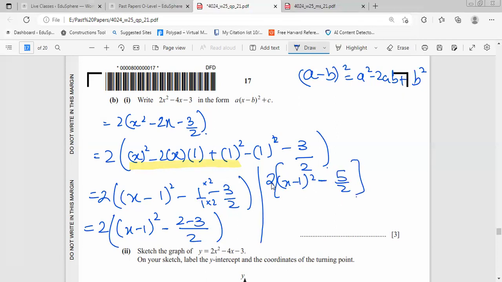Here at this point, I'm going to open up and expand this. So it will be 2 bracket x minus 1 whole square. 5 by 2, when it is multiplied with 2, it's 5. So the final answer is 2 bracket x minus 1 whole square minus 5.